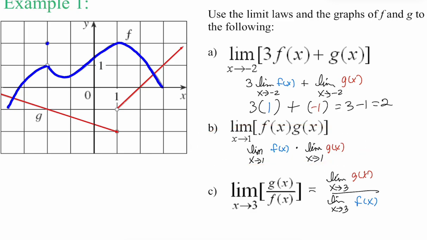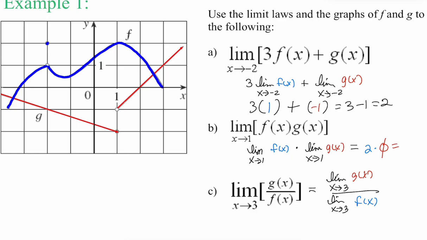We're approaching 1, so we're looking right here. The f function is at a height of 2. The g function is undefined. So we can't multiply those things because one of them works, but one of them is undefined. The reason it's undefined here is we have a jump discontinuity.